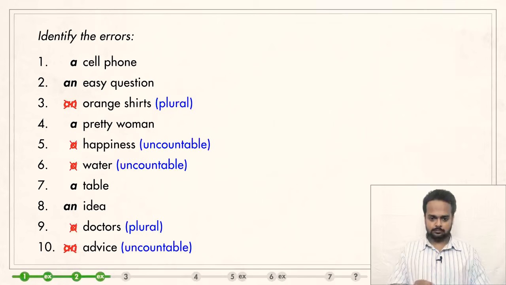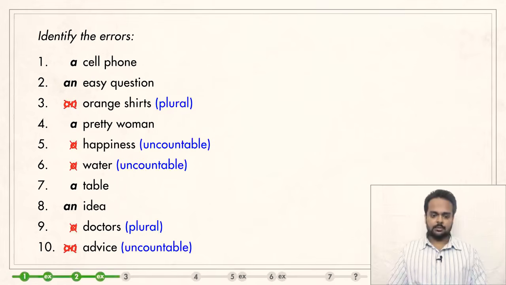Water is uncountable. Number 9 is wrong because doctors is a plural. You can say a doctor, but not a doctors. And finally, in number 10, advice is an uncountable noun. So you cannot ask for an advice. Now, a quick note here, the article the can be used with all kinds of nouns, singular or plural countable nouns and uncountable nouns.